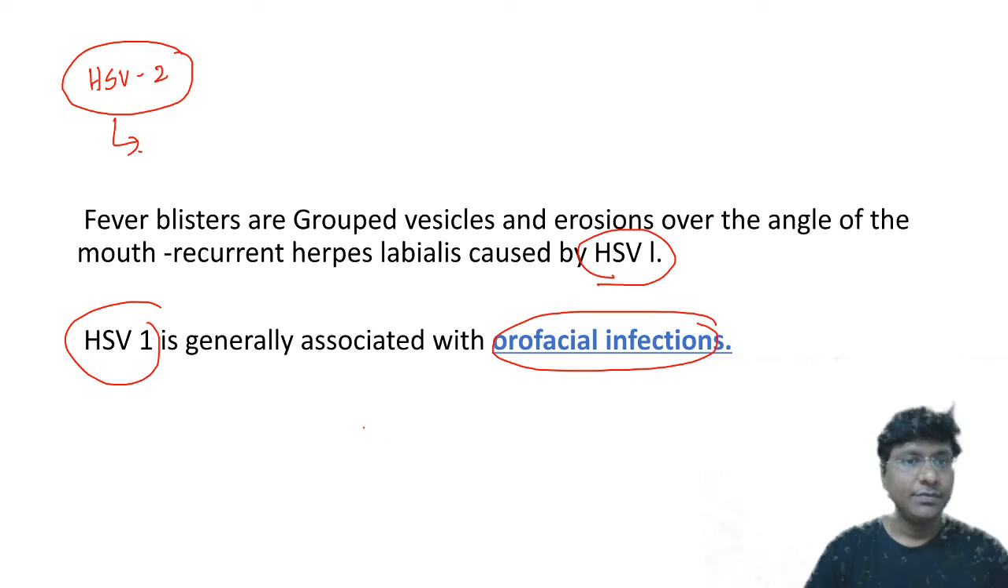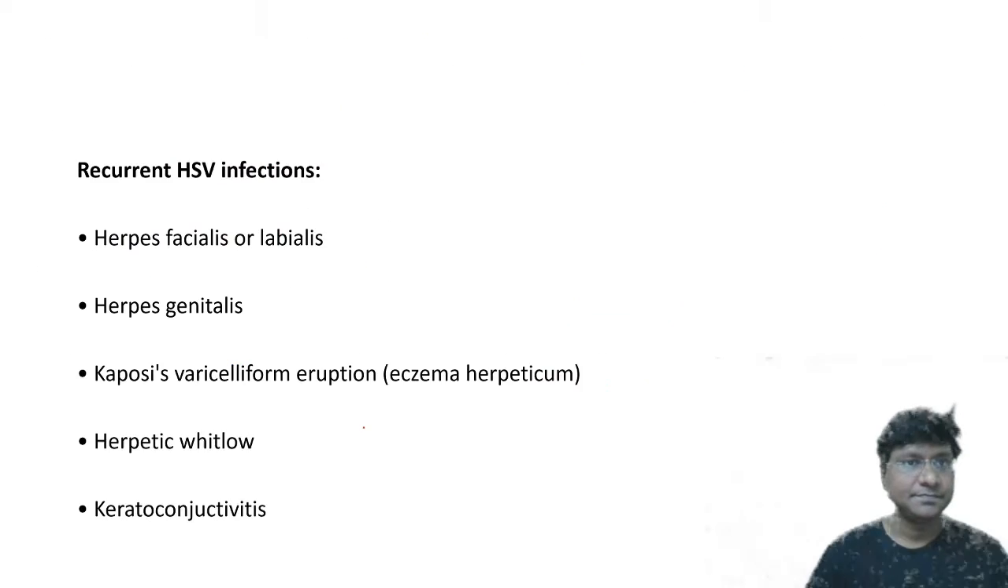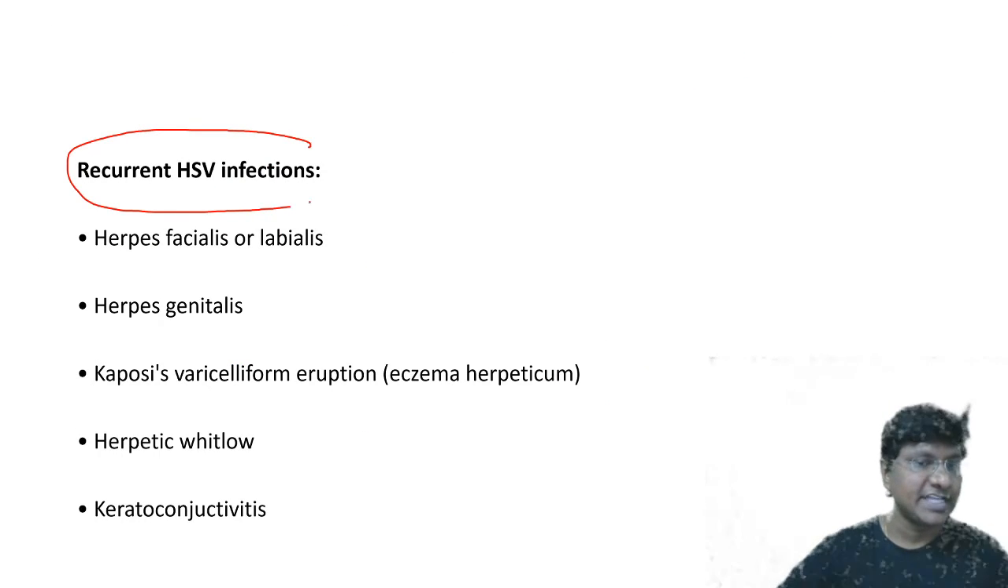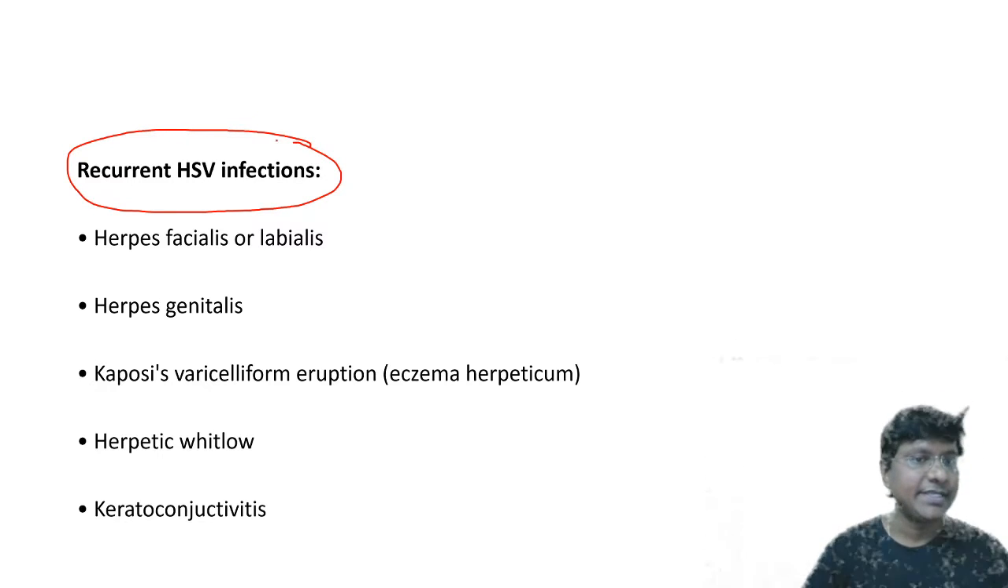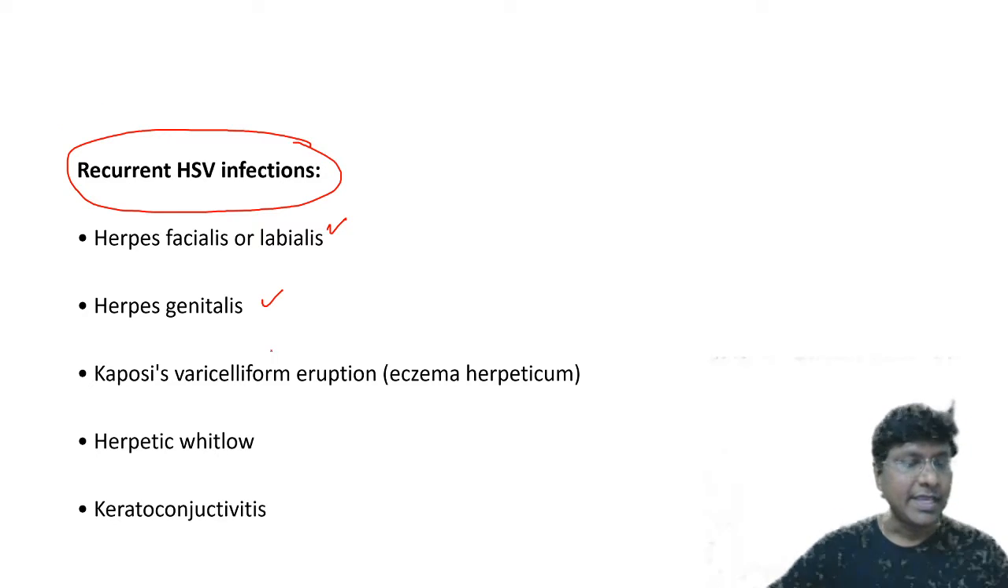Next, we will move on to the other question. Now, whenever there is a recurrence of your HSV infection, what are all the disorders the individual can develop? The individual can develop herpes labialis, herpes genitalis, Kaposi's varicelliform eruption, herpetic whitlow.